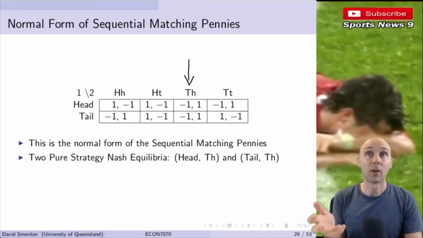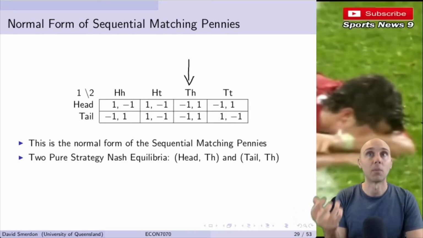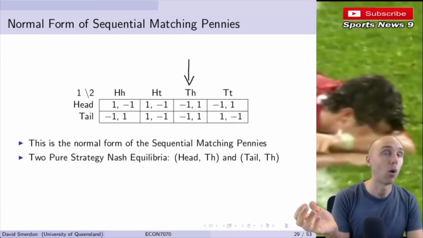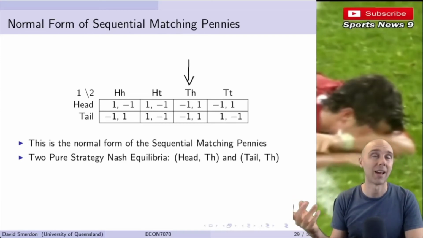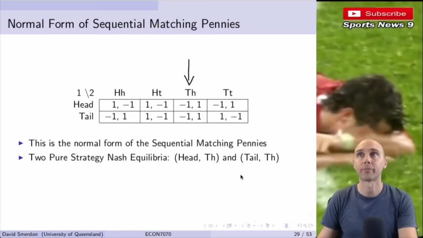As far as player 1's concerned, there's nothing that player 1 can do to escape this situation. Player 1's got the disadvantage of going first. So player 1 may as well play heads or may as well play tails. Can't do any better. If he plays one of those, there's no reason to deviate. And that's why we end up with these two Nash equilibria.